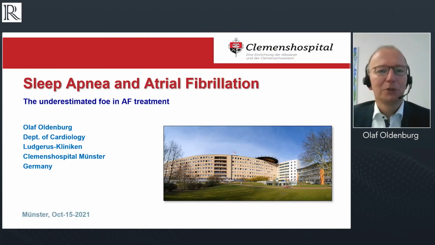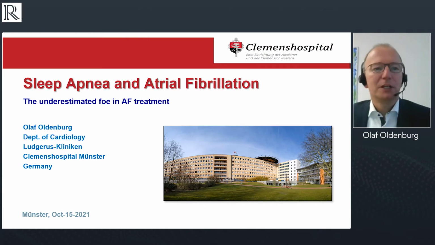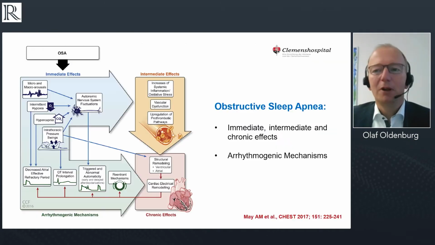So Olaf, please. Good morning. I will start with my brief presentation here. And first of all, there is a little sketch of how we think, in this case, obstructive sleep apnea works on the heart and on the rhythm. So you see the obstructive sleep apnea here having some immediate, intermediate, and chronic effects, and also acting on arrhythmia here. So first of all, what is the immediate effect of obstructive sleep apnea?